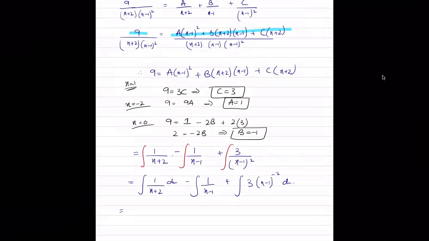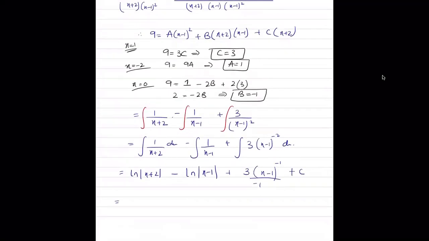Integration of 1 upon x plus 2 is simply ln of x plus 2. Integration of 1 upon x minus 1 is going to be ln of x minus 1. And integration of 3 times x minus 1 to the power of negative 2 is going to be 3 times the power increased by one, divided by the new power, plus c. So the final answer is going to be ln of x plus 2 upon x minus 1 minus 3 upon x minus 1 plus c.